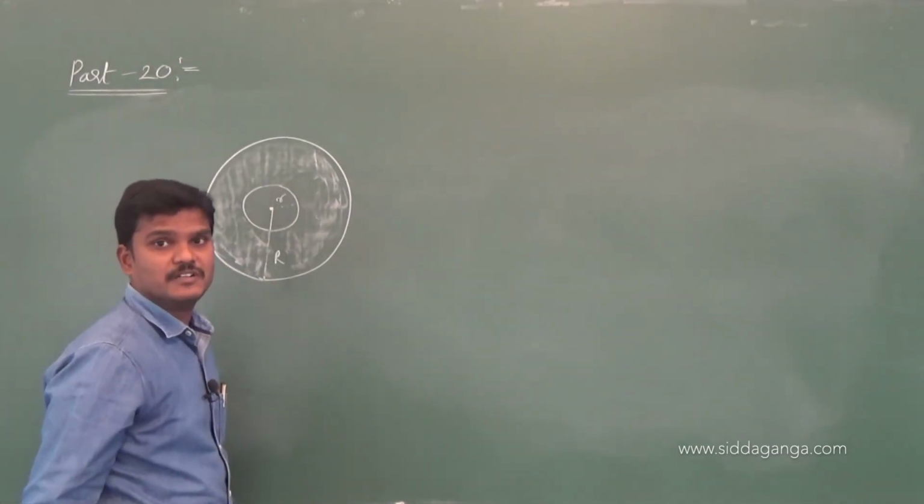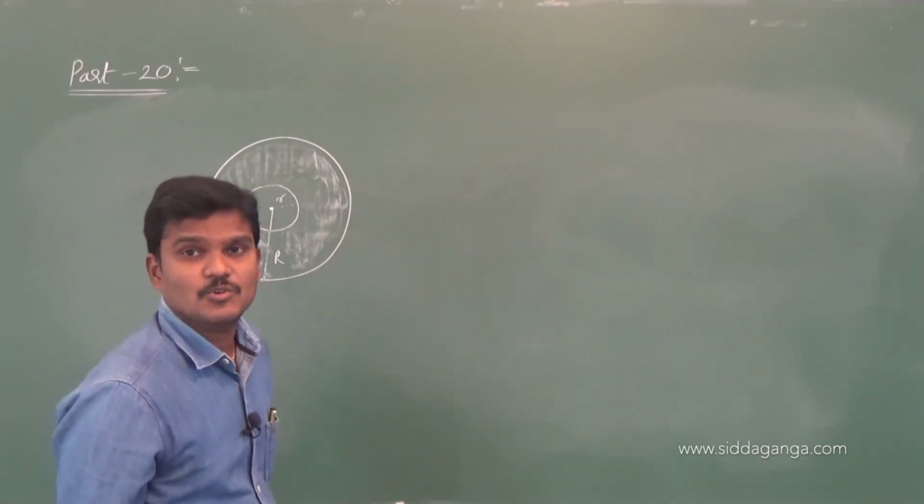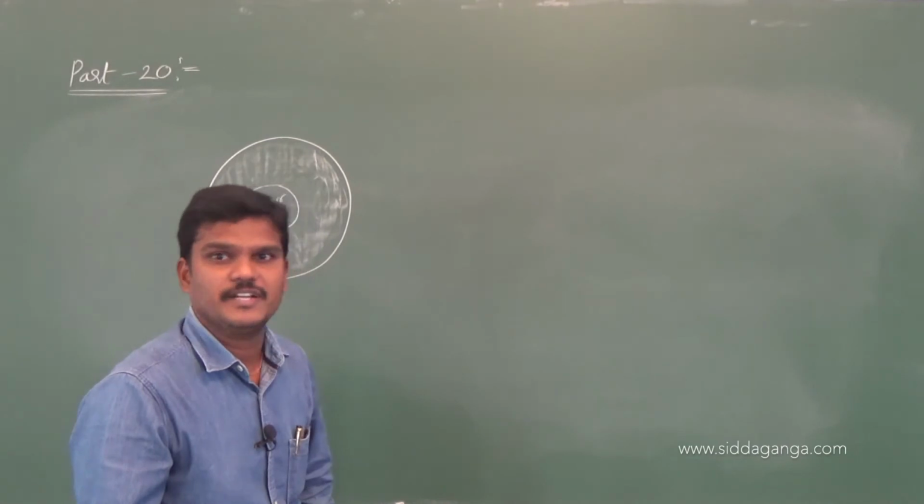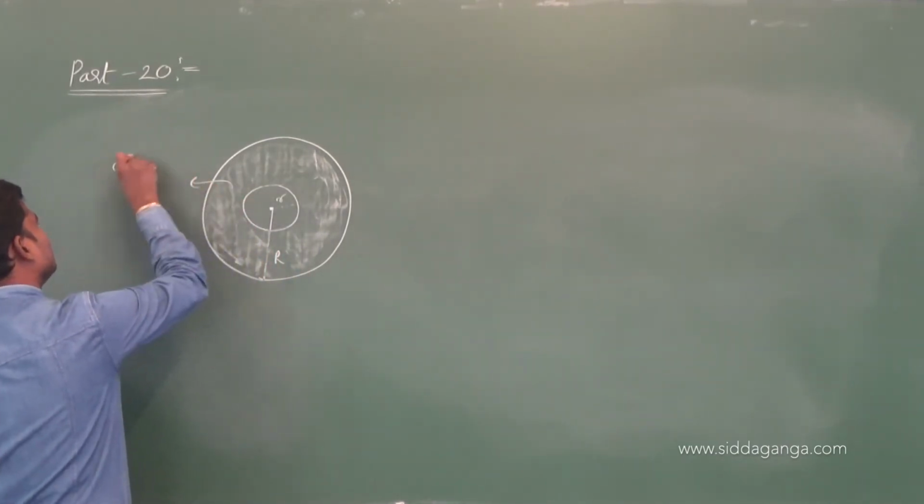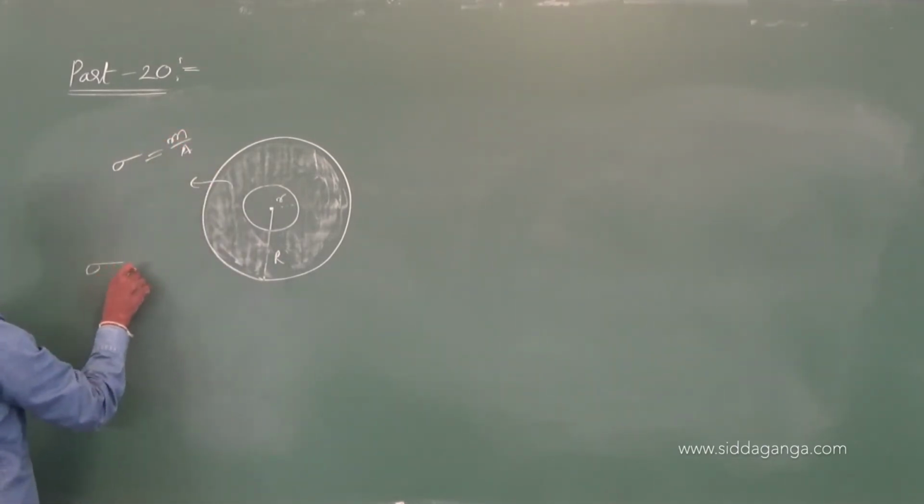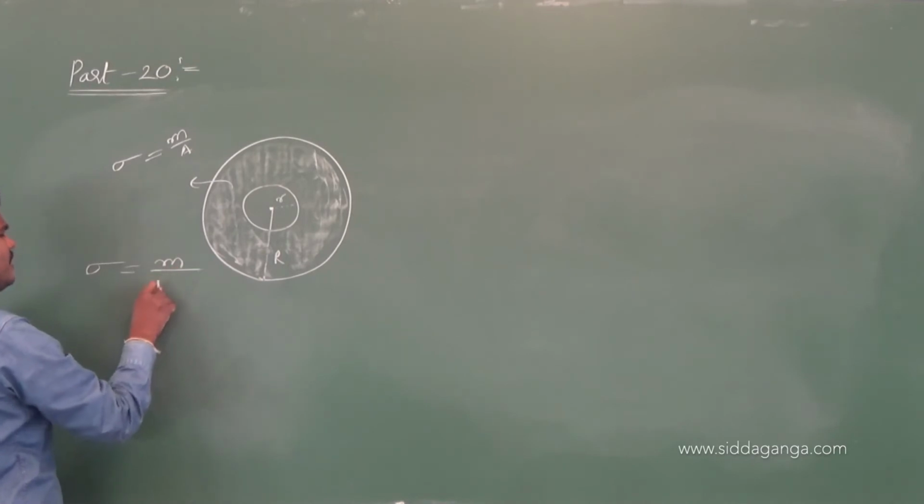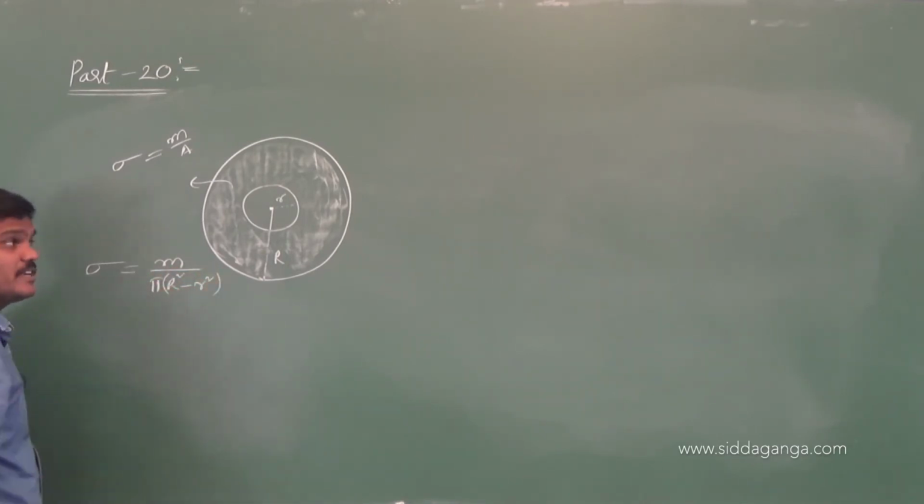Anyhow, you know this method. If they have given uniformly distributed mass systems, then you can go for a small element and apply integration. And here this will have a surface density, mass by area. Area is nothing but pi R square minus pi r square.